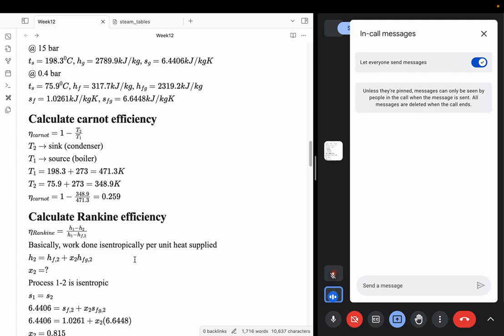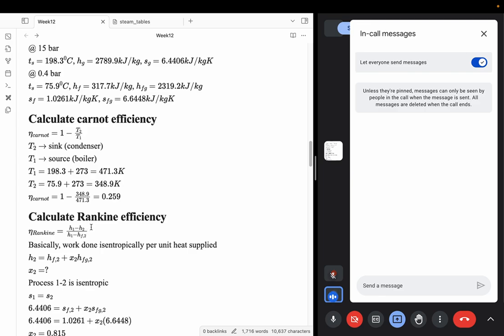So the efficiency is defined as your output divided by your input. The output is your turbine work that you are doing, and your input is basically the heat that you are supplying to your boiler. So if the isentropic expansion is from state 1 to state 2, this is the amount of work that you are doing, H1 minus H2. Of course, there will be some amount of work done on the pump that you have to subtract here.